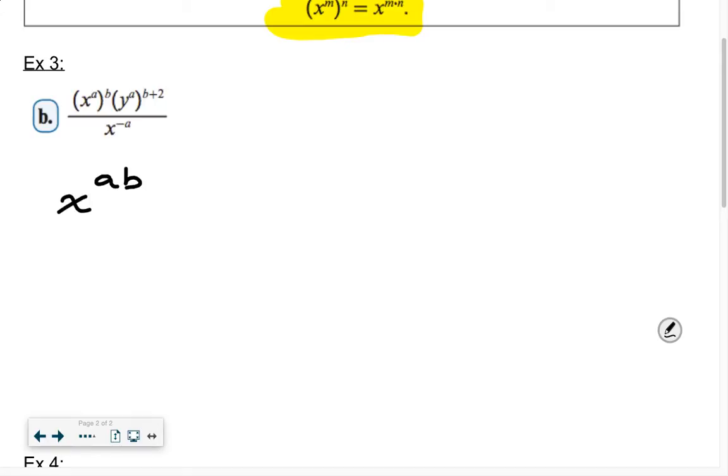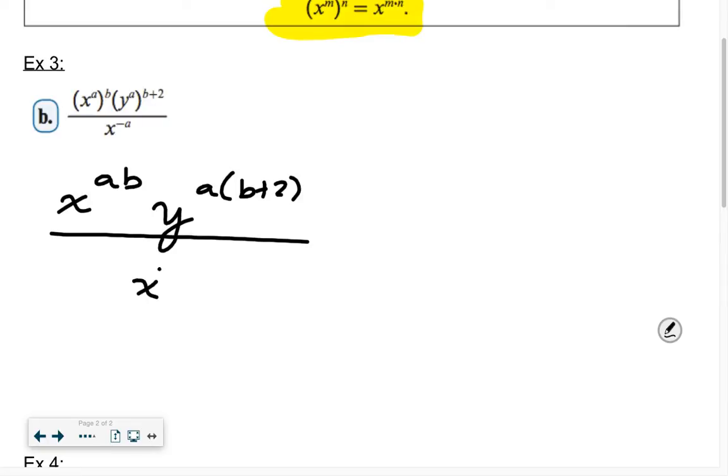What do I get when I multiply here? Well, what you get is y to the a times b plus 2, with parentheses around it, the quantity of b plus 2. I guess if you want to in this step, well, let's do this for now. We'll get there in a minute. Okay, distribute here, we can do that.